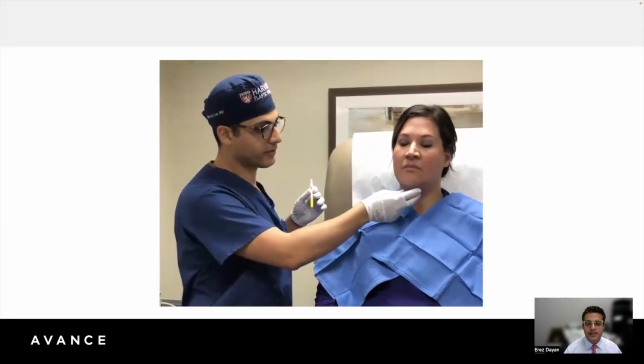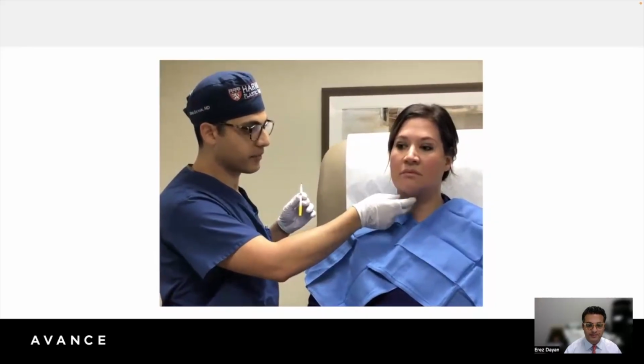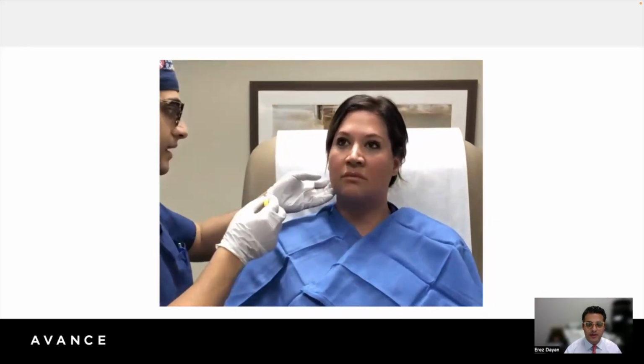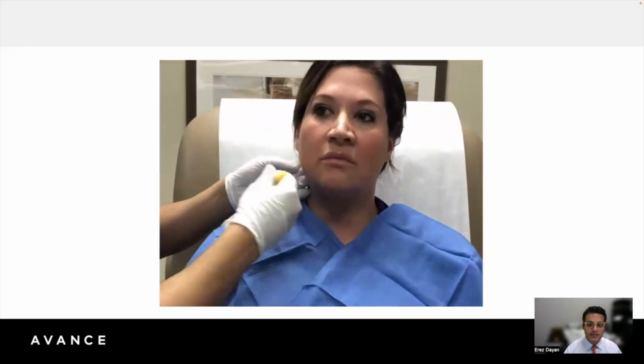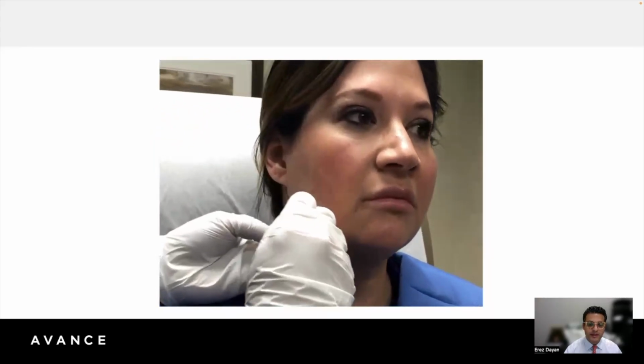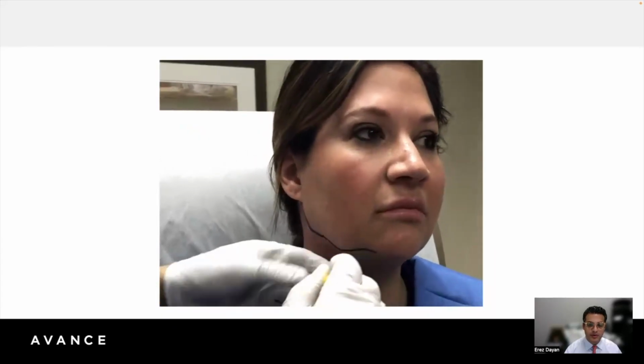So here you're going to see a lower face and neck contouring case. This is in conjunction with liposuction, and I want to share some of the considerations with you here. So there are markings. We mark in the seated position. We want to mark the borders of the mandible, because when the patient's in a supine position, it's harder to identify some of these borders.